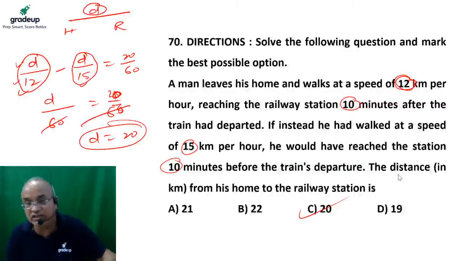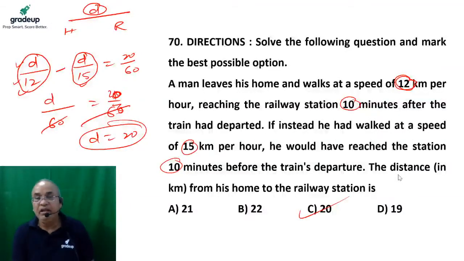I think you got it. You people got it? Any problem for any of you? Deepika, your answer is 0.33. No, 0.33 is not the answer.